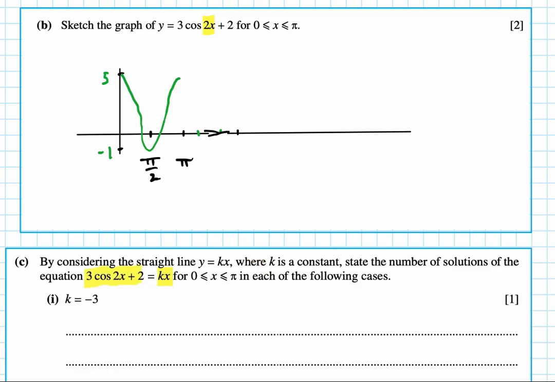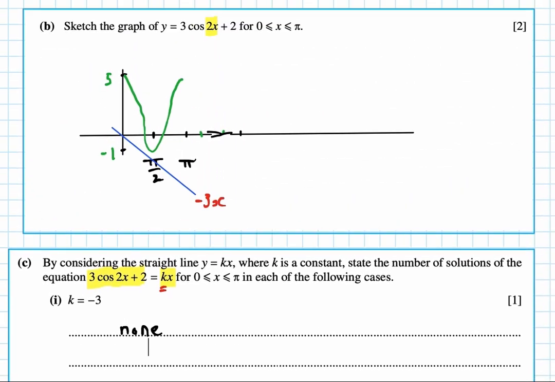So making our original function equal to kx, where k is equal to, in this case, -3. So where would that go? So we can do a series of straight lines here. So -3x as a gradient does not touch our function, does not touch our graph. So stating the number of solutions, we have none.